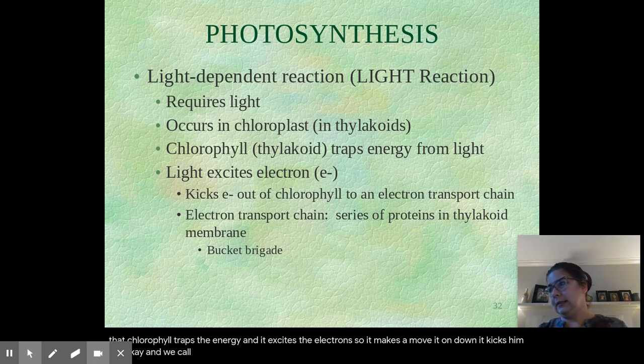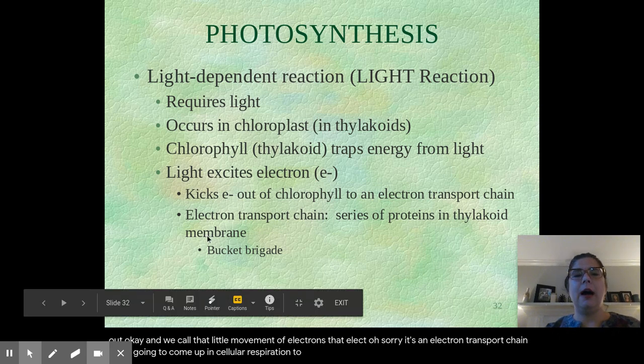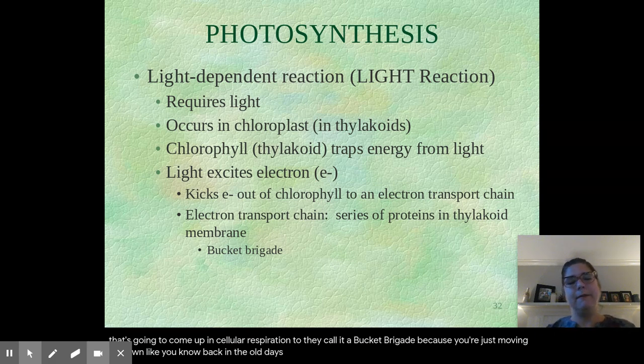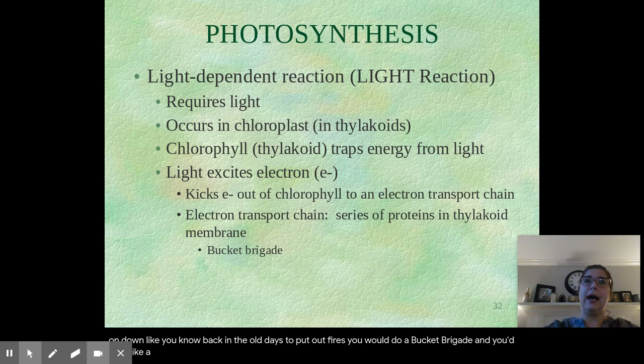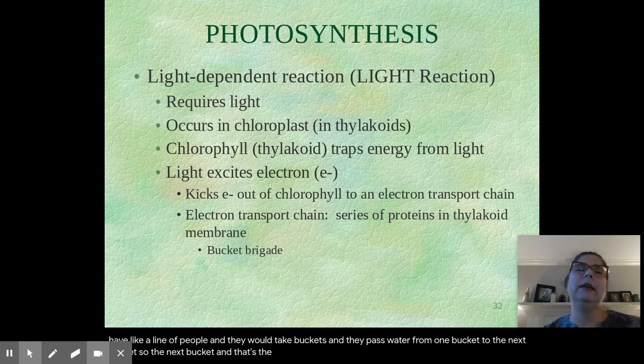And we call that little movement of electrons an electron transport chain. That's going to come up in cellular respiration too. They call it a bucket brigade because you're just moving on down. Like, back in the old days to put out fires, you would do a bucket brigade, and you'd have a line of people, and they would take buckets and pass water from one bucket to the next bucket to the next bucket. And that's the idea of what's going on here.